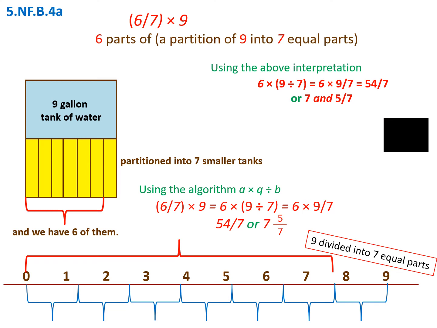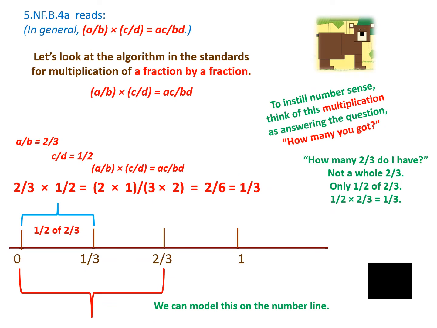Using the algorithm, 6/7 times 9 equals 6 times 9 divided by 7, or 54 sevenths, which is 7 and 5/7. And you can see this not only in the area model, but on the number line below.